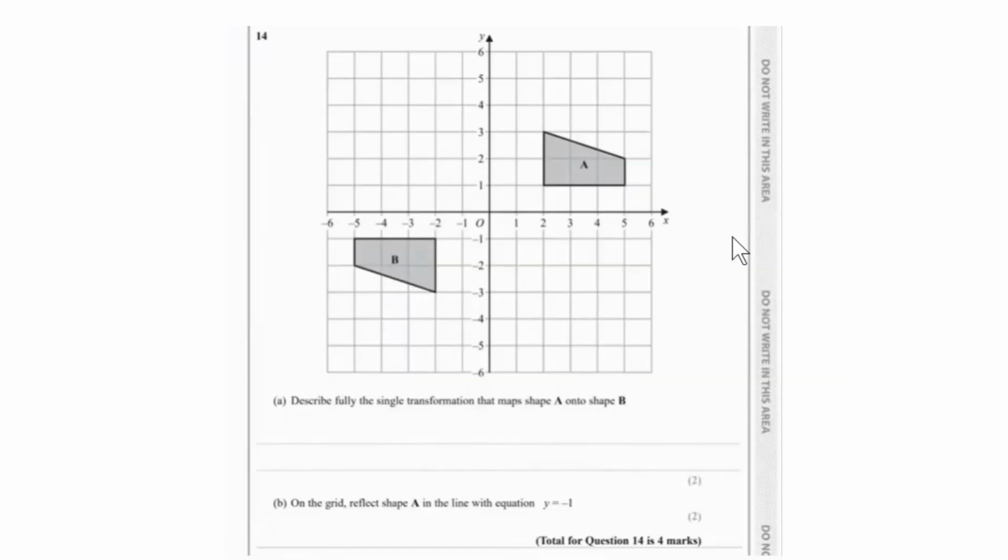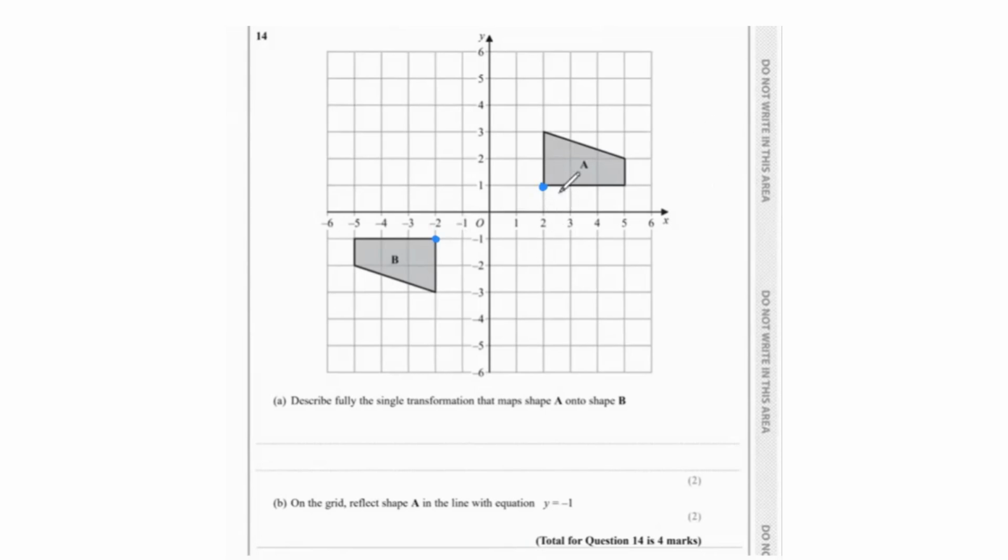Question 14 says, describe fully the single transformation that maps shape A onto shape B. Shape A onto shape B is a 180 degrees rotation about the center 0, 0. Why? Because we can see that the distance of this point and this point is the same from the origin. That's the first thing. And secondly, it cannot be a reflection.